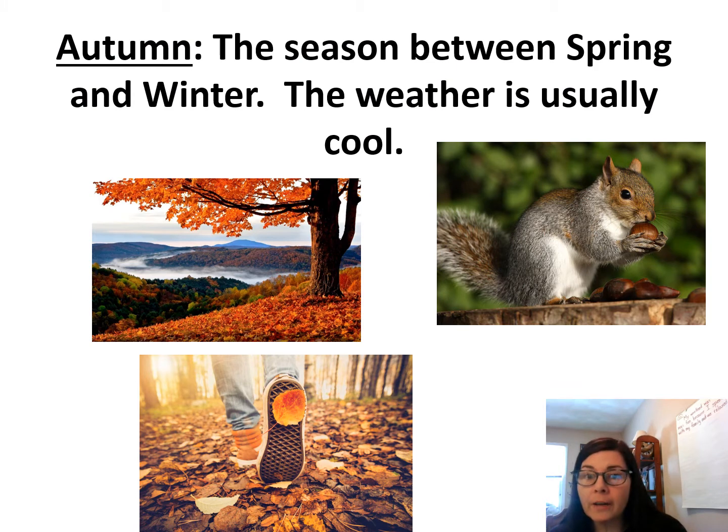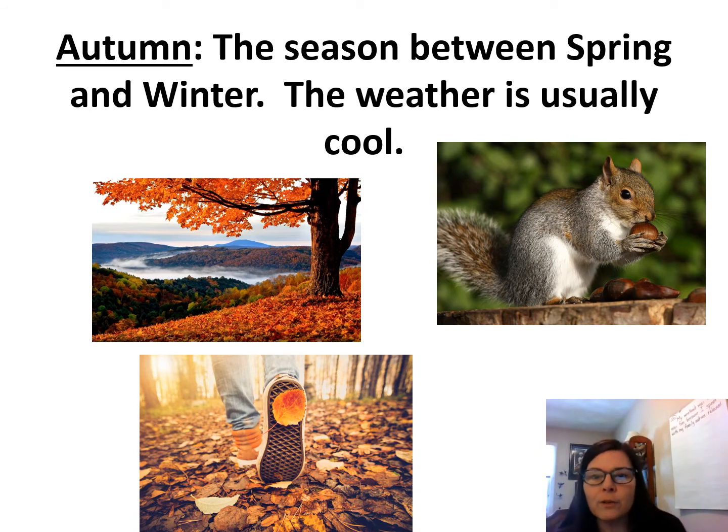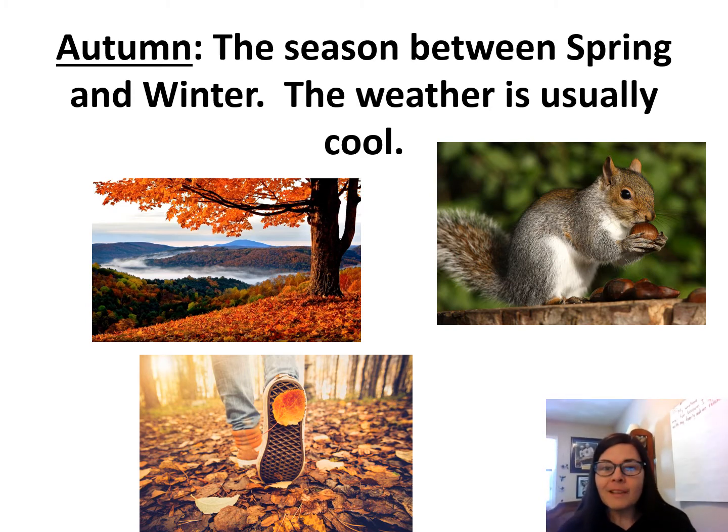First one is autumn. Sometimes we call autumn fall. But the real name of the season is autumn. And that's the season that comes between spring and winter. The weather is kind of cool and the leaves start to change colors and fall off the trees. It's also the time when animals start to gather food for the winter and get ready for the winter. Let's do the next one.